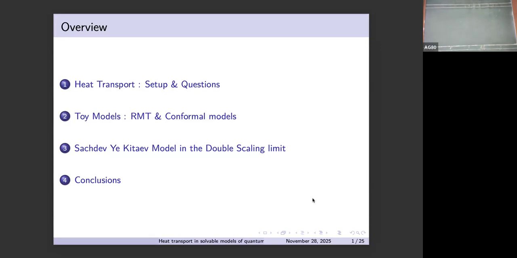Okay, so this is the overview of my talk. I will set up the question, basically the heat transport and the setup that we're working on. Then I'll discuss various toy models, for reasons which will become obvious later on. I'll call them RMT and conformal models. Then I'll discuss the third model, which is a little bit more realistic. This is the Sachdev model in one very particular solvable limit, which is called the double scaling limit.